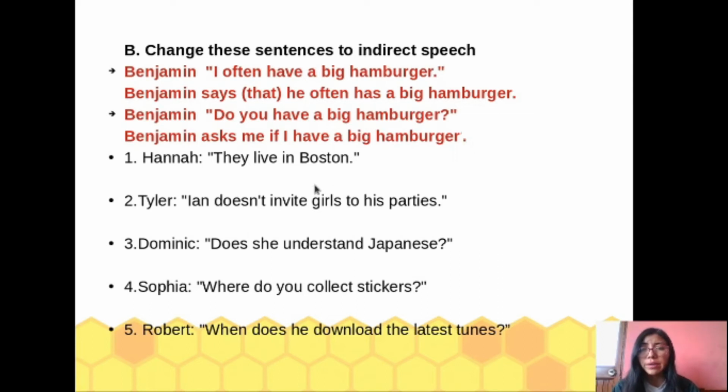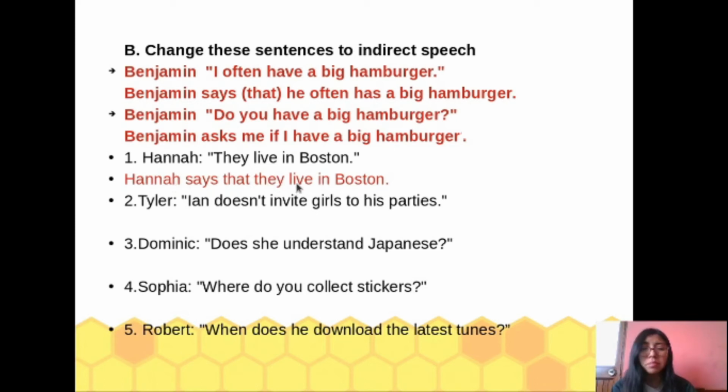Okay, we are going to see the next one, okay? Hannah, they live in Boston. I am going to report. Voy a reportarlo, okay? In indirect way, okay? So Hannah says that they live in Boston, okay? In this case, I am using the same because I am asking about another person. So Anna says that they live in Boston, okay?